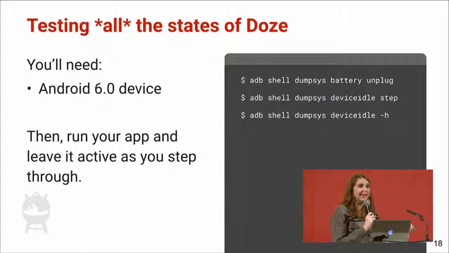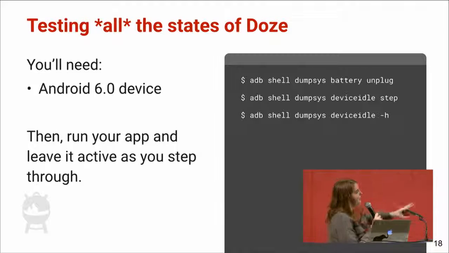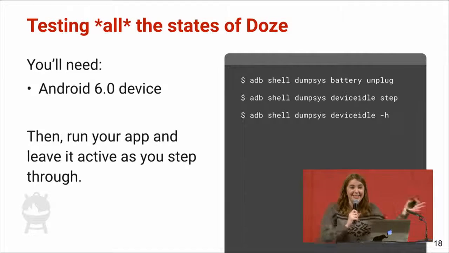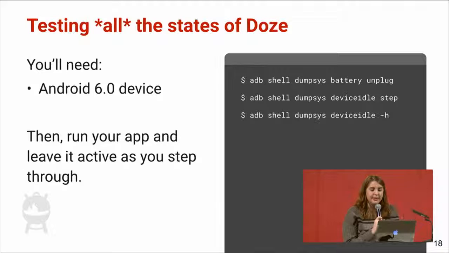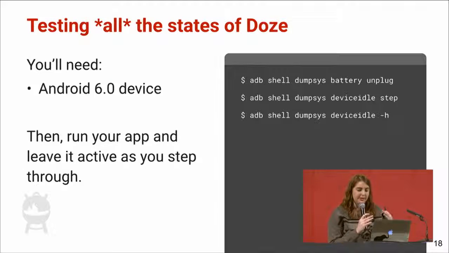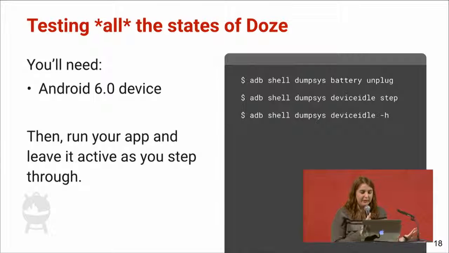Because we have these super great ADB commands that will let you step through all the states so you can see what your app is doing along the way. And you wouldn't really understand what I meant by step if you didn't understand what I meant by stages. See how I did that? Okay, so your focus is on observing behavior when you're doing this, and you're seeing whether your app recovers gracefully when Doze exits. Because remember, we're aiming to not have to do any work as a result of this mode.